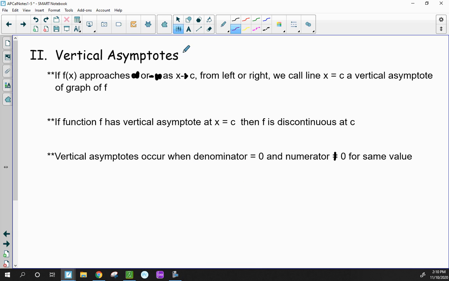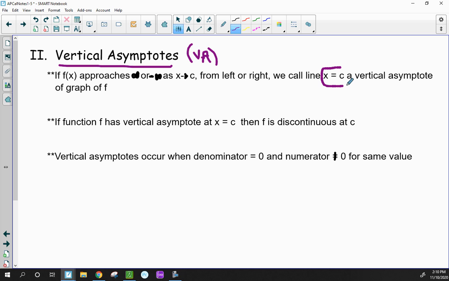Okay, so that leads us to vertical asymptotes. And we know some stuff about this from pre-cal from last year. But the vertical asymptote calculus definition is: if f of x approaches infinity or negative infinity as x approaches c from the left or the right, so if your graph is approaching positive or negative infinity as x approaches some number from the left side or the right side, we call the line x equals c a vertical asymptote.